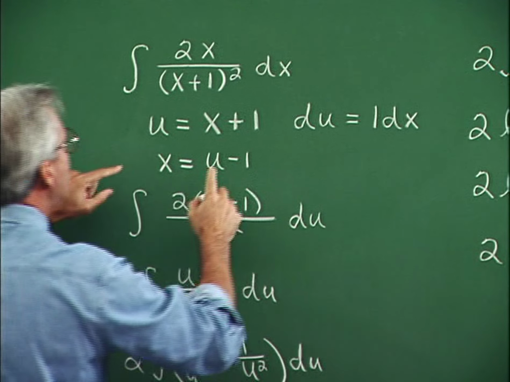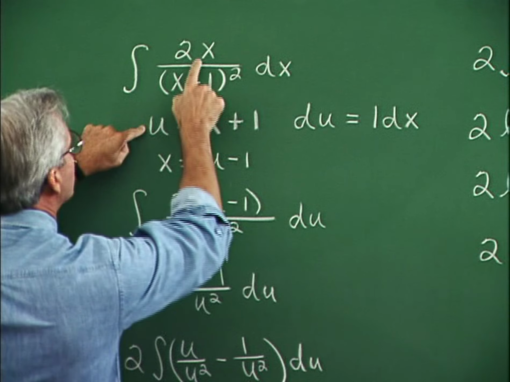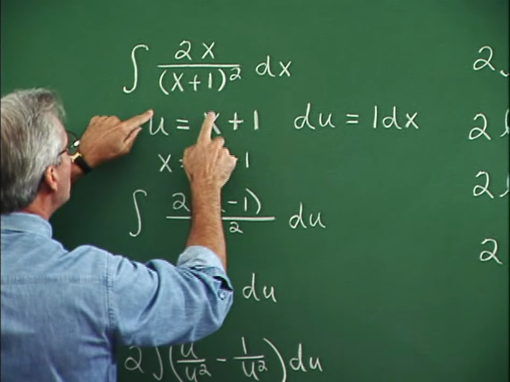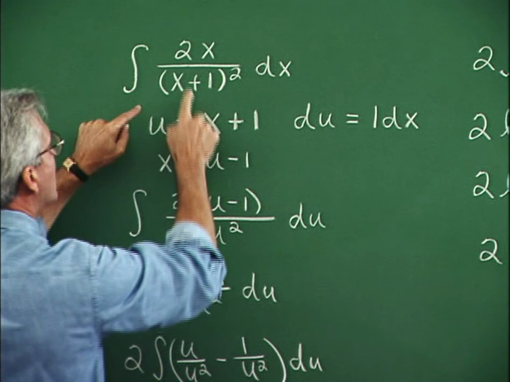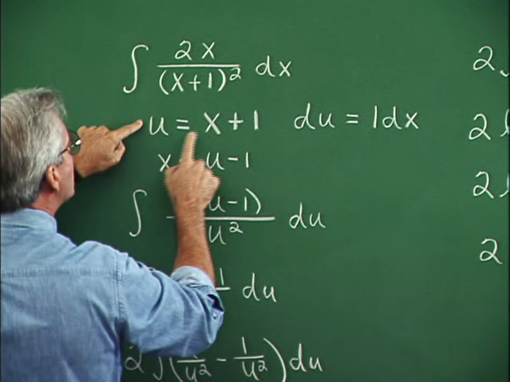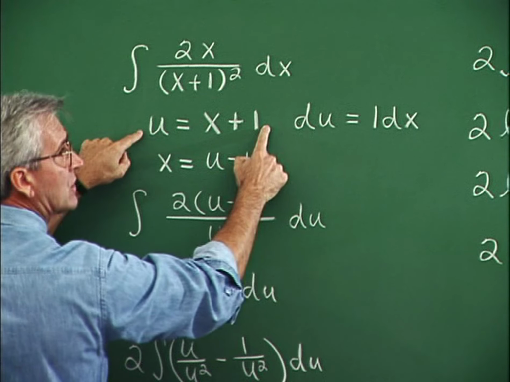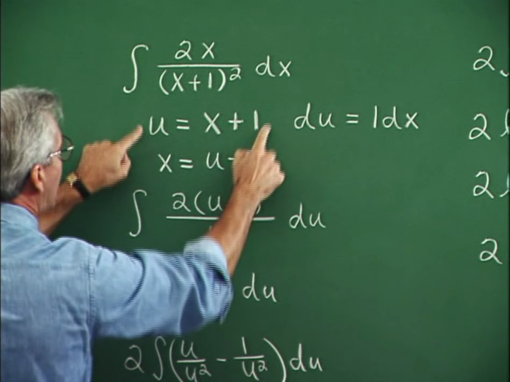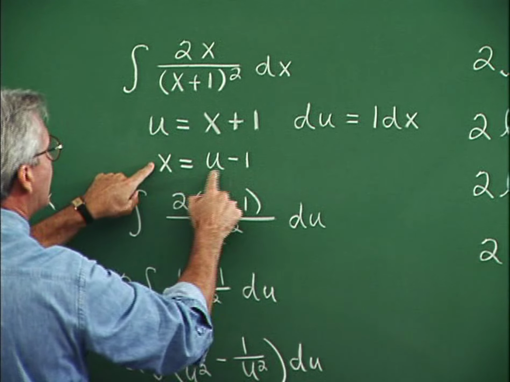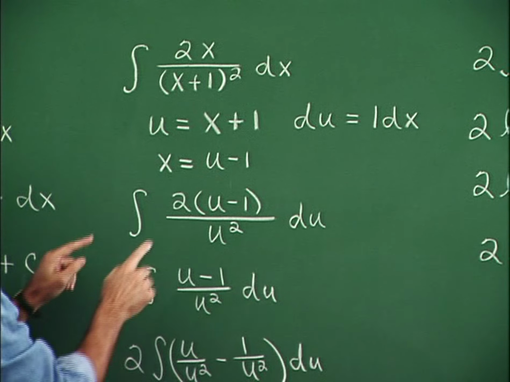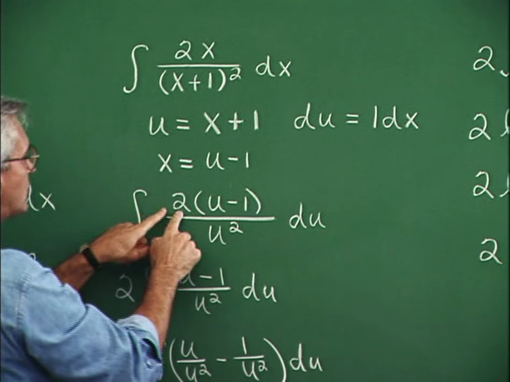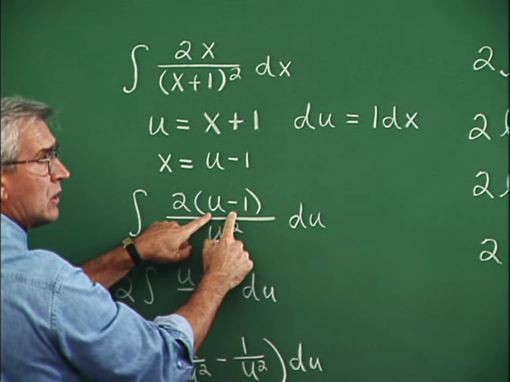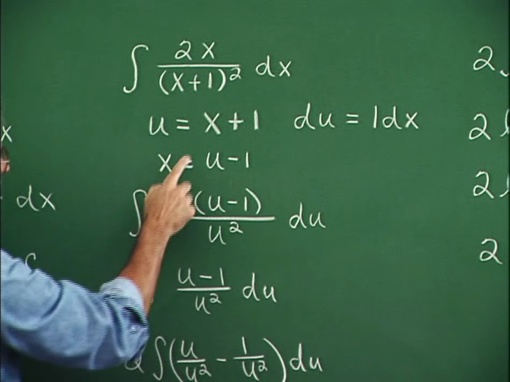But at any rate, we need a substitution in this numerator. You see, we don't have a natural substitution in the numerator here, so we need to solve this for x, because we'll need to replace the x with something in terms of u, and that's built in here. Solve this for x, we have x is u minus 1.